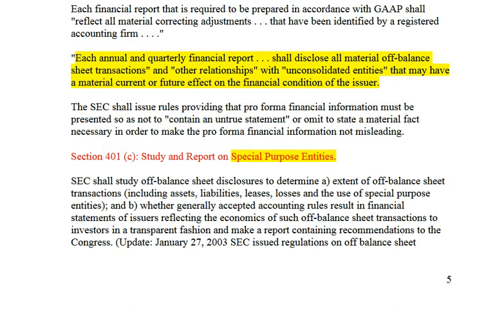The SEC shall issue rules providing that pro forma financial information must be presented so as not to contain an untrue statement or omit to state a material fact necessary in order to make the pro forma financial information not misleading.